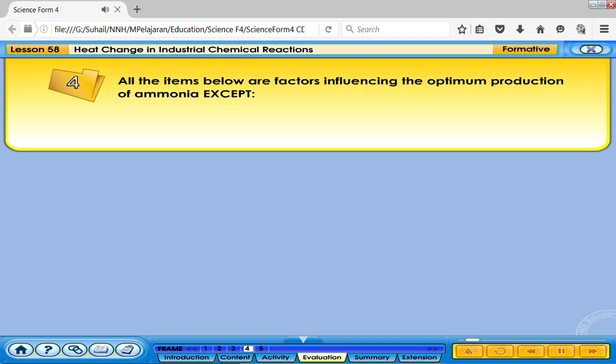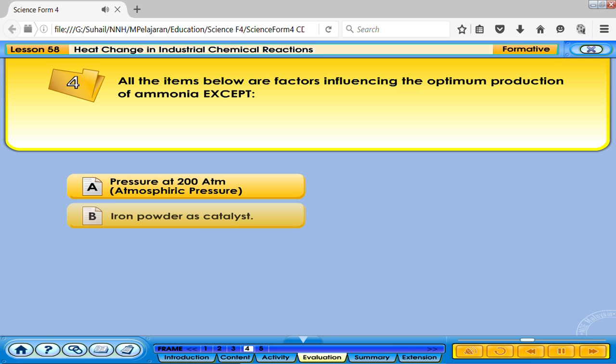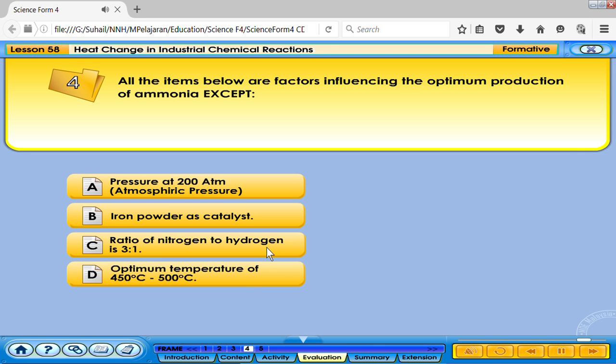4. All the items below are factors influencing the optimum production of ammonia except A. Pressure at 200 atm. B. Iron powder as catalyst. C. Ratio of nitrogen to hydrogen is 3:1. D. Optimum temperature of 450 degrees Celsius to 500 degrees Celsius. Your answer is correct.